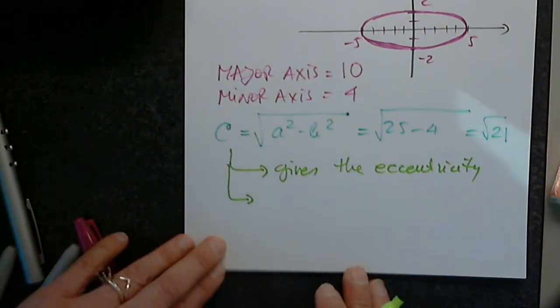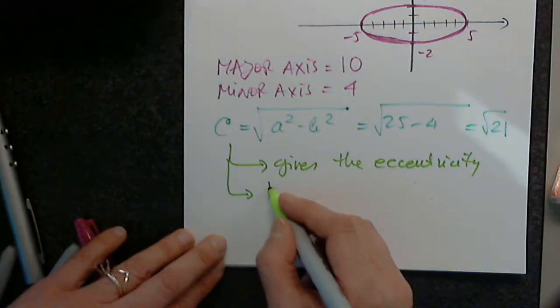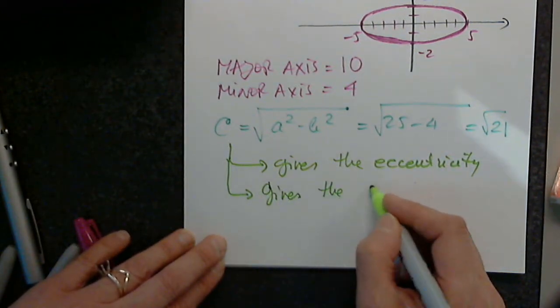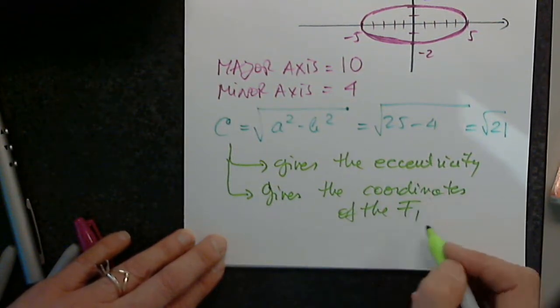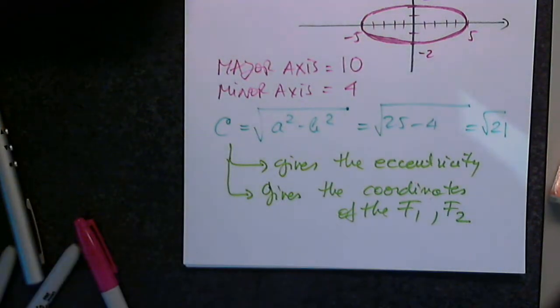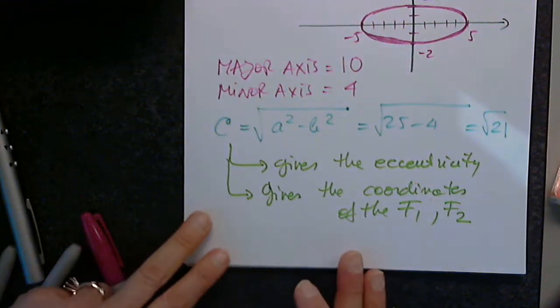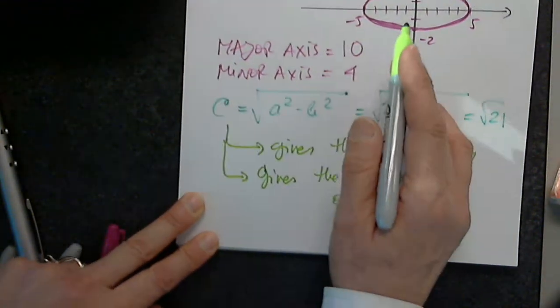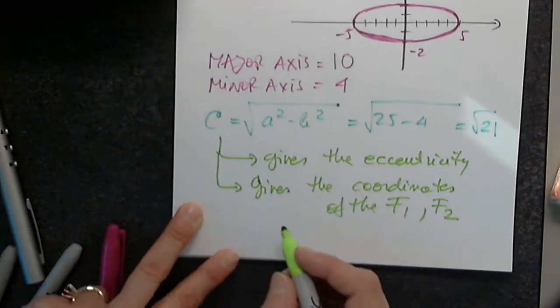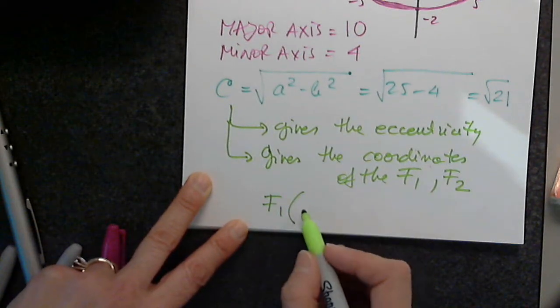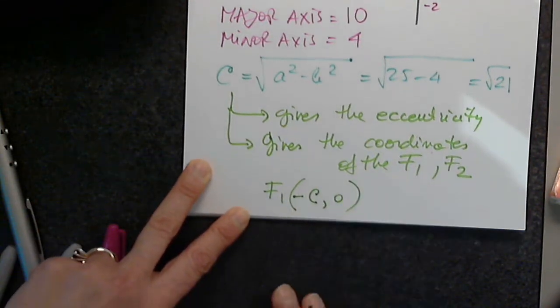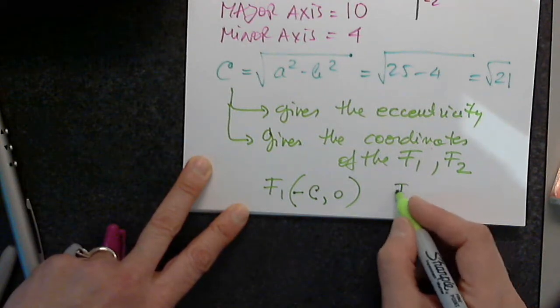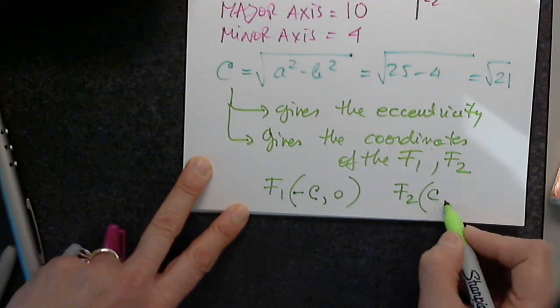And the other reason why we need to find c is that it gives the coordinates of the foci, f1 and f2. In this case, with the major axis on the x-axis, f1 has coordinates minus c comma 0. f2 has coordinates c comma 0.